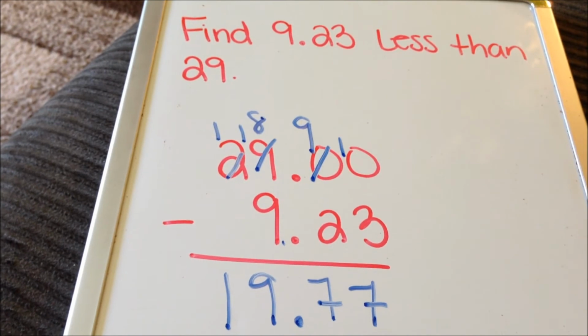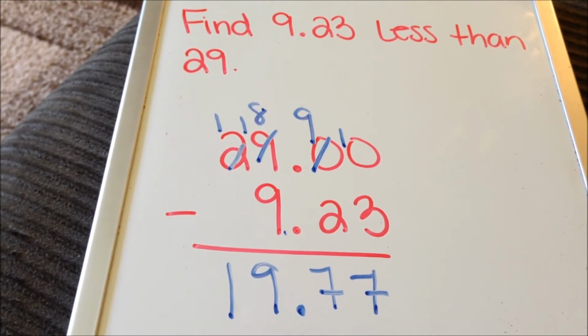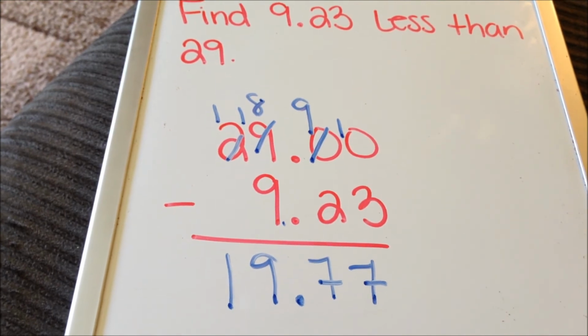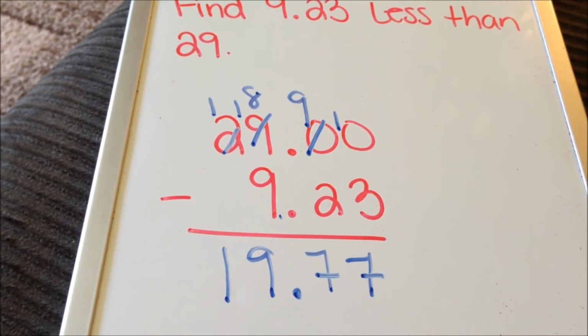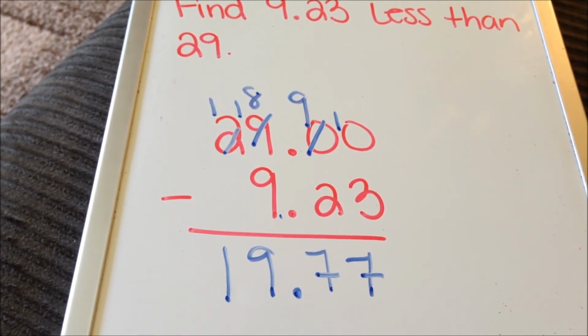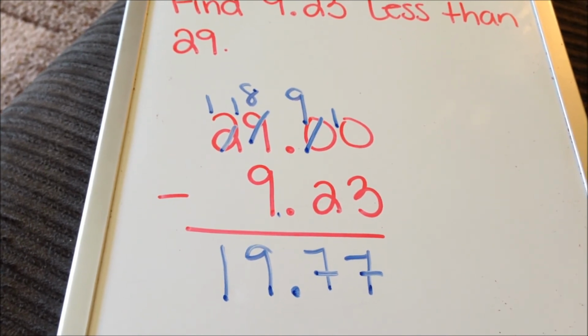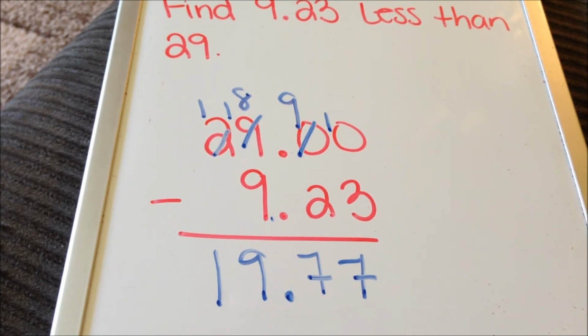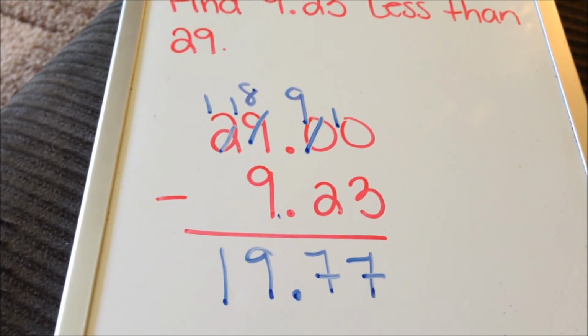If you think in terms of money, think of it as $29 minus $9.23. Start by taking away $9 from $29. That's $20. And then take away an additional 23 cents. That's going to be 77 cents. So $19.77.